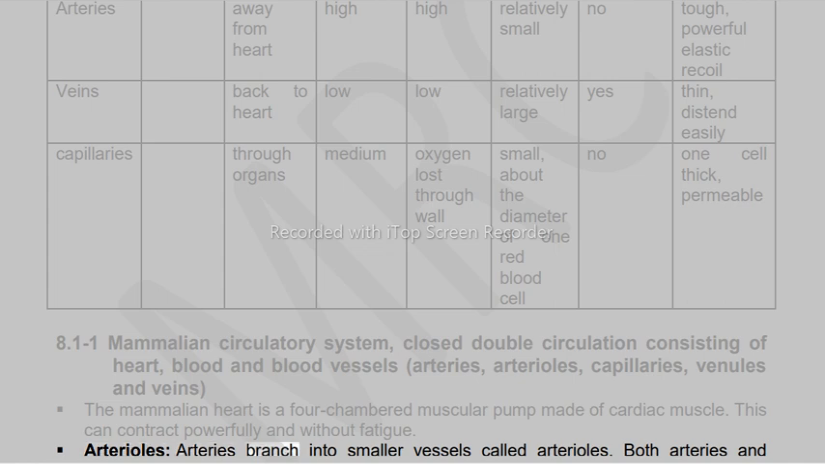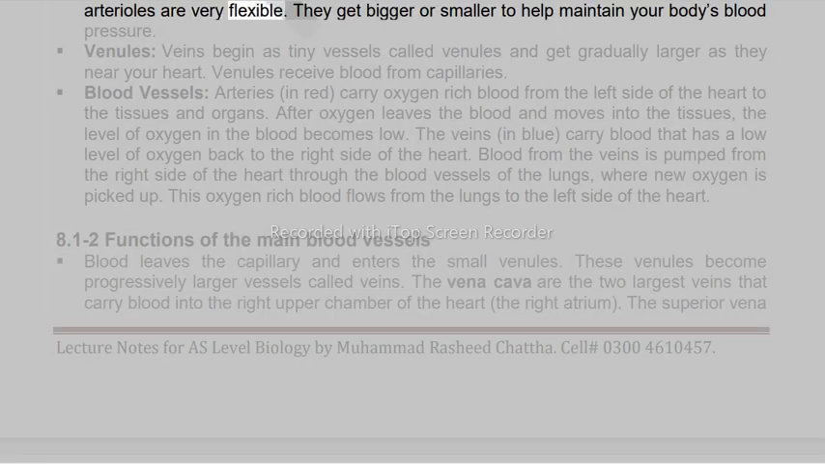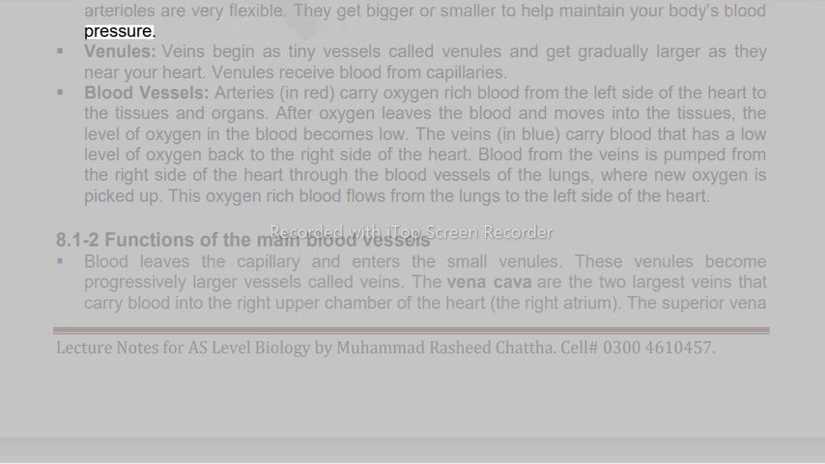Arterioles: arteries branch into smaller vessels called arterioles. Both arteries and arterioles are very flexible. They get bigger or smaller to help maintain your body's blood pressure. Venules: veins begin as tiny vessels called venules and get gradually larger as they near your heart. Venules receive blood from capillaries.